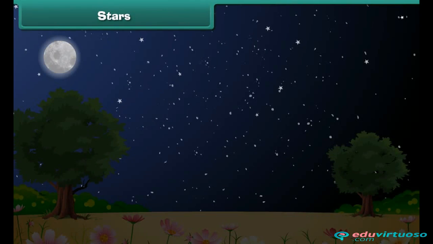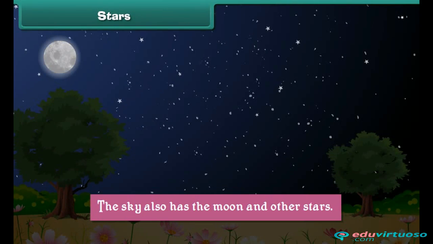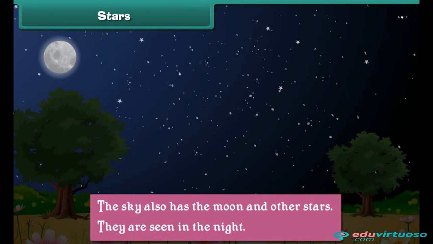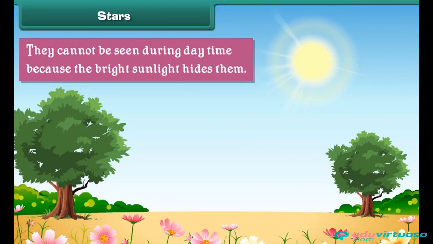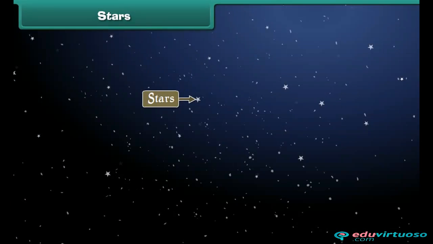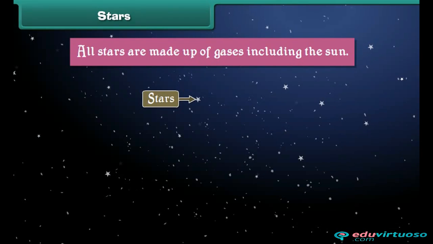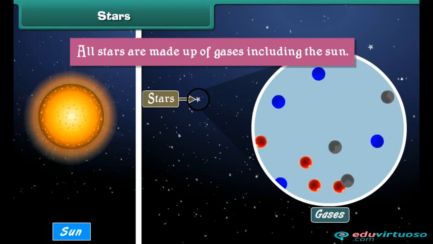Stars. The sky also has the moon and other stars. They are seen in the night. They cannot be seen during daytime because the bright sunlight hides them. All stars are made up of gases, including the sun.